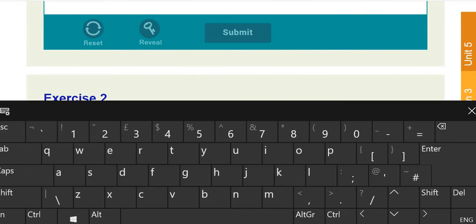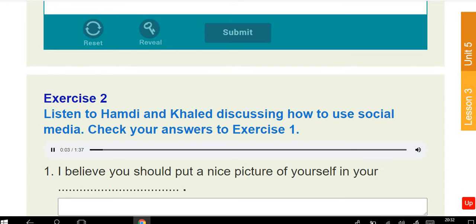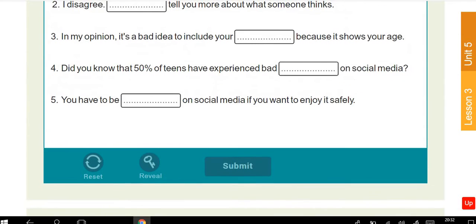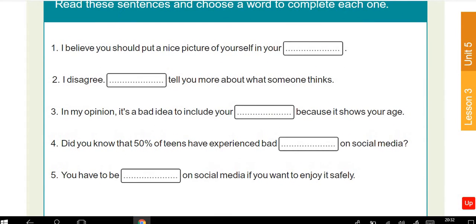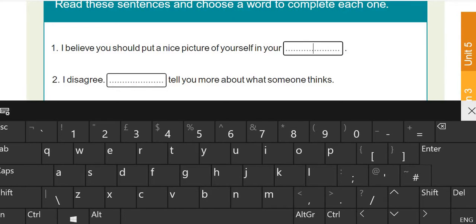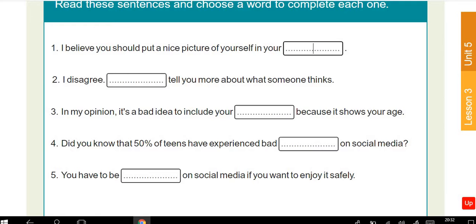Students' Book, Unit 5, Lesson 3, Exercise 2. Listen to Hamdi and Khaled discussing how to use social media. Check your answers to Exercise 1. Hey Khaled, can you help me? I'm doing a blog post on how to use social media well. Can you help me think of some interesting points to include, please?